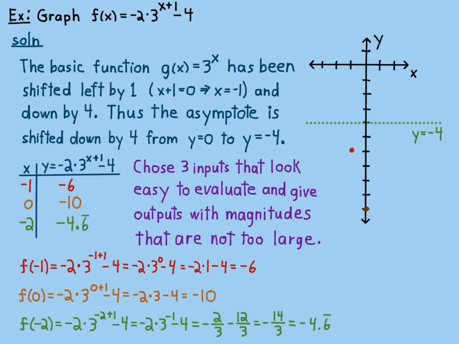So -2 for the x-coordinate, -4 2/3. It's getting pretty close to the asymptote -4, right? It's 2/3 away. And that's 3 points, and that's actually a pretty good drawing. Surprised myself. So that's what the graph looks like.